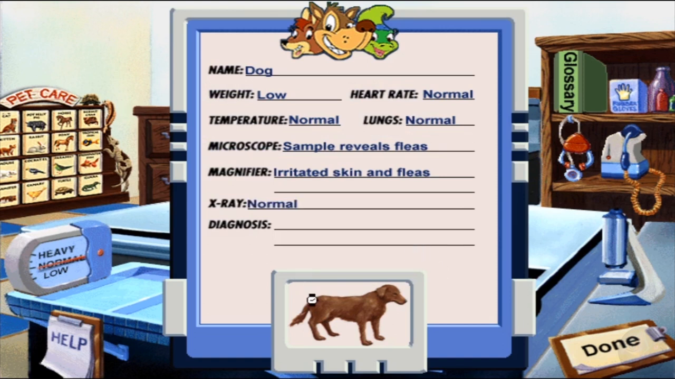Normal. The dog's weight is low, but its heart rate reading is normal. Both the temperature and lung readings are normal. The microscope allows us to see a flea sample, and with the magnifying glass, we can see irritated skin and fleas. The X-ray shows no problems. The dog suffers from fleas.